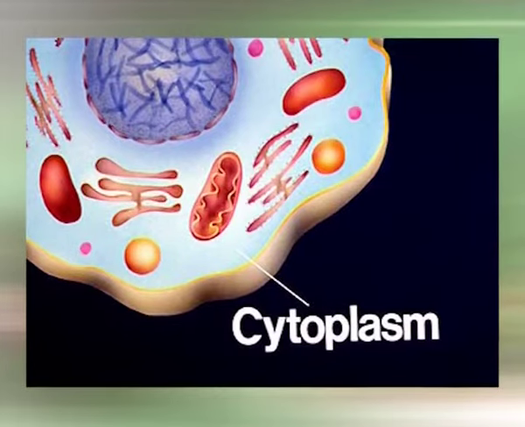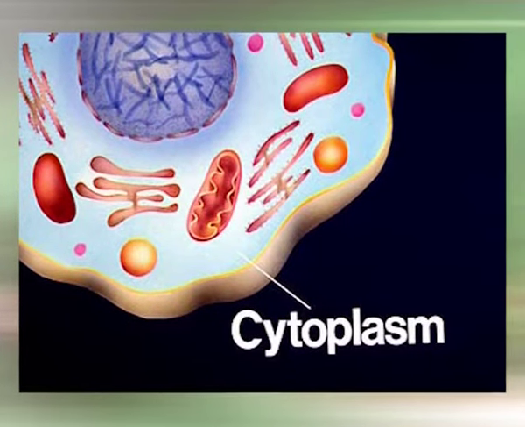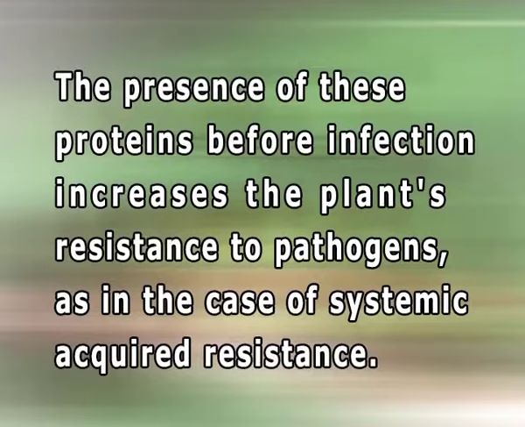They dissolve the fungal cell wall, fragments of which then elicit hypersensitive cell death. The breakdown of the vacuole during decompartmentalization of the cytoplasm results in a flood of hydrolytic enzymes, which have antiviral, antifungal and antibacterial activity. The accumulation of pathogenesis related proteins peaks around 7 to 10 days after the initial infection. The presence of these proteins before infection increases the plant's resistance to pathogens, as in the case of systemic acquired resistance. Let us see what systemic acquired resistance is.